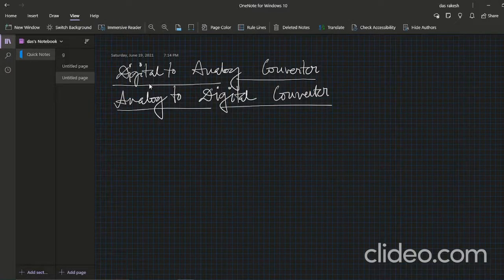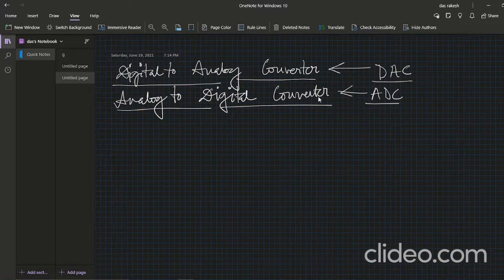Today we discuss two circuit diagrams. One is the digital to analog converter and the other is the analog to digital converter. So first we discuss what a digital to analog converter is. It is also named DAC, and the analog to digital converter is named ADC.